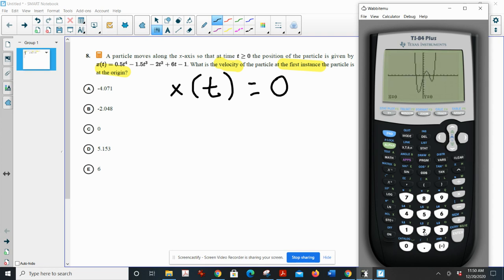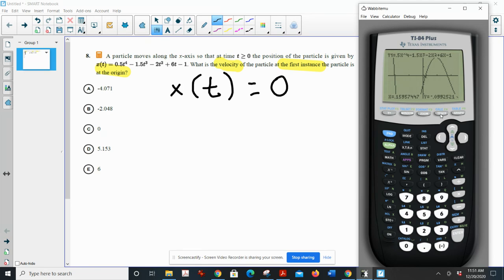So I'm going to zoom in here. I want to show you that it's not exactly crossing at the origin. It's crossing right there. That's the first time where t is greater than or equal to 0 that the particle is at the origin, or x of t equals 0. So, I can hit my trace button. I'm not going to get exactly that value because it'll either be a little above or a little below just by using the trace value. But it's a good estimate.